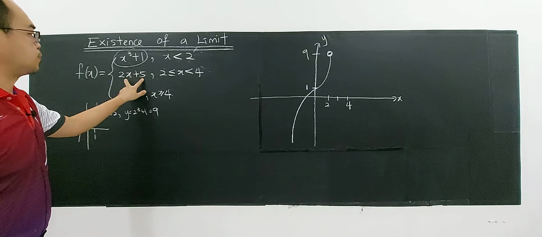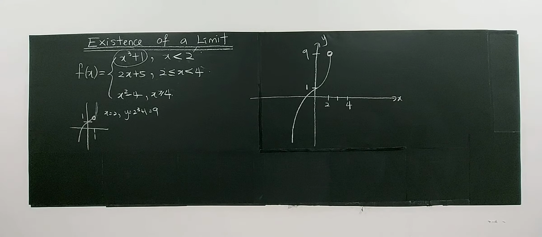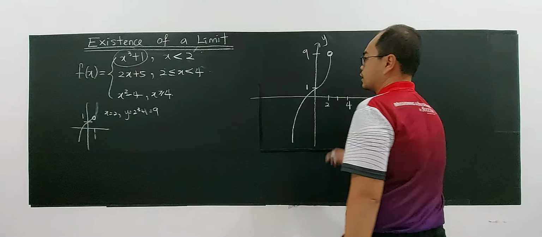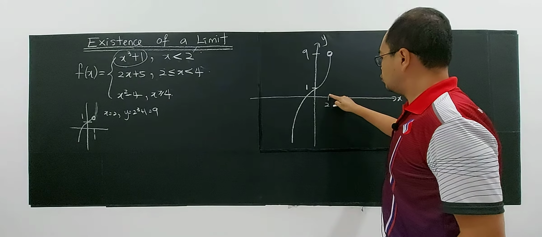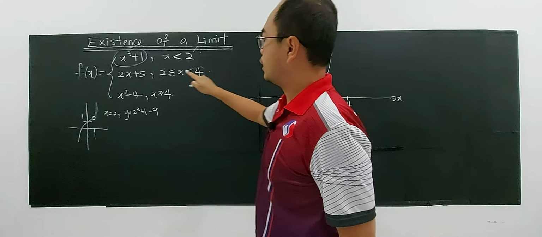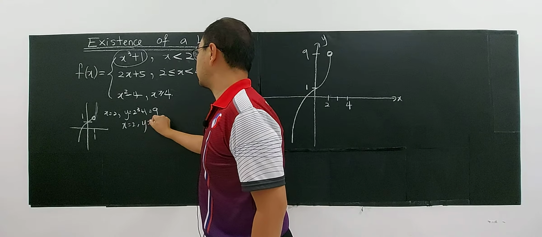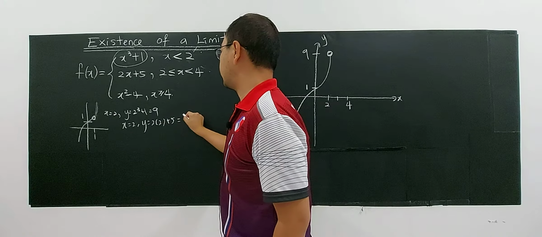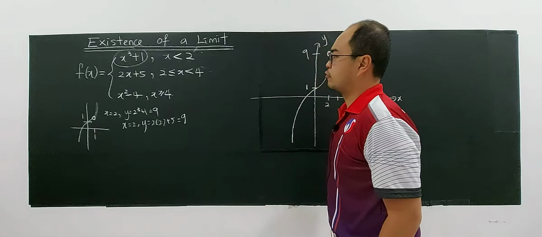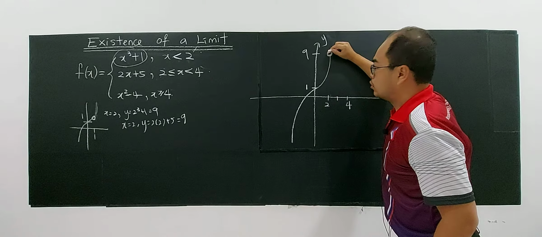So how about 2x plus 5? It's between 2 and 4, right? It's from 2 to 4. So from 2 to 4, it is a straight line. So when you substitute 2 into the equation, when x equals 2, y equals 2 times 2 plus 5. So you have 2 times 2 is 4, 4 plus 5, you have 9, right?